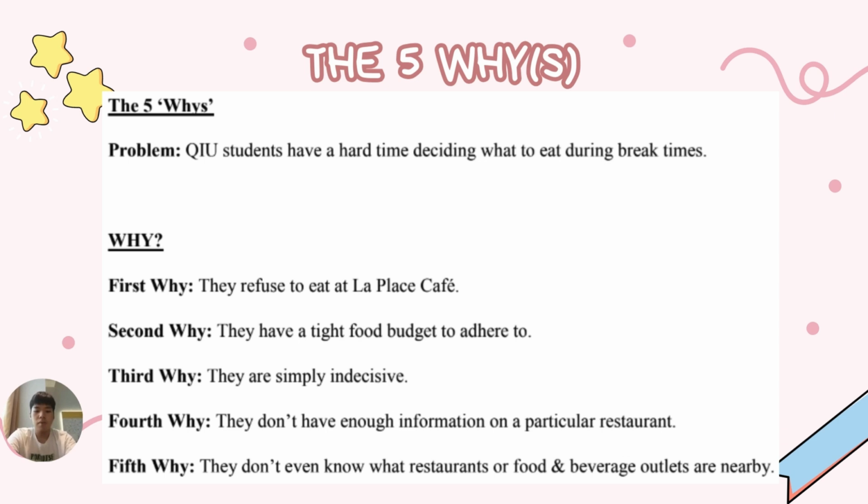For us to find the root cause, we use the five-why technique. Students struggle to decide because they don't know their options. This happens because there is no centralized restaurant information, forcing them to check multiple sources, which is time-consuming. Ultimately, this highlights the need for a dedicated platform for QIU students, which became the focus of our solution.